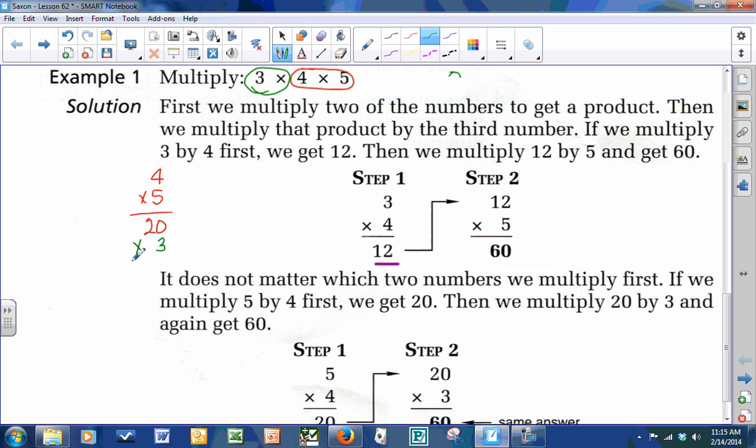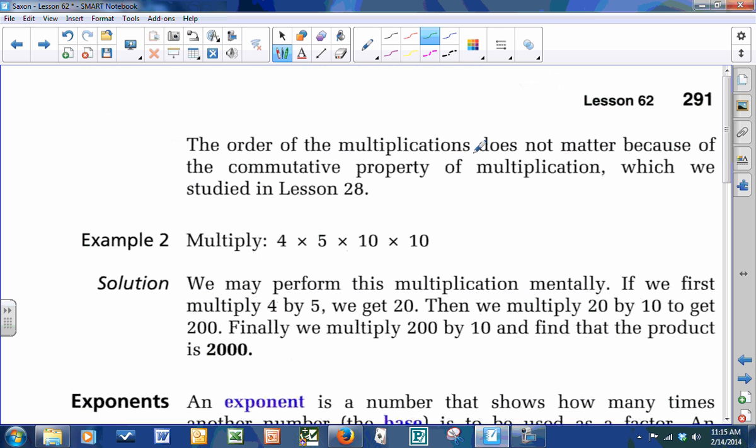I just like to keep writing it down vertically like that. And 3 times 0 is always 0, and 3 times 2 is 6. So our answer is, once again, 60, just like it was when we multiplied it in the other arrangement, 3 times 4 and then 12 times 5. So if you know the commutative property very well, you'll know that it simply does not matter what order you multiply your factors in. Okay, so don't stress about that part.